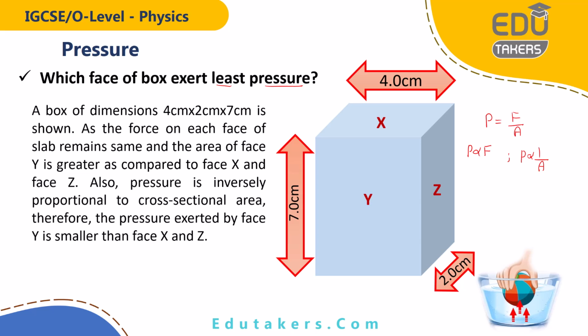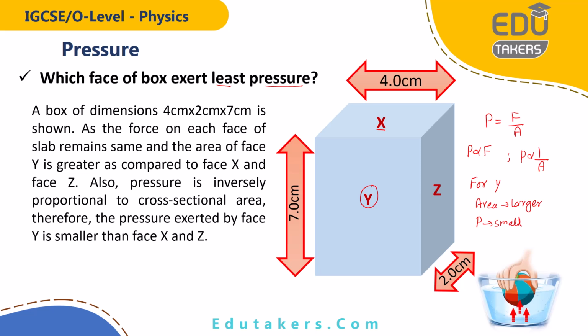Now you have to see the box and there are three faces X, Y and Z. Observe for which one of the faces the cross-sectional area is larger, meaning for which face the area is larger. So here it's the face Y for which the area is larger. It means that when the area is larger for the face Y, of course it will exert the small pressure. The pressure for the face Y would be small.